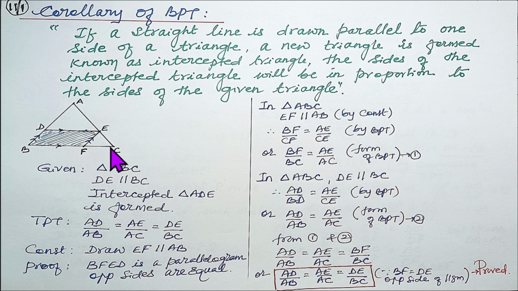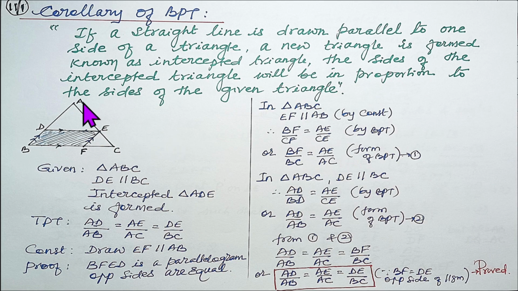Now we are given a triangle ABC. DE is drawn parallel to BC. Then a new triangle ADE is formed, and this triangle ADE is called as intercepted triangle. Now the sides of this intercepted triangle and the sides of the given triangle ABC are in proportion. So that is what is the statement. Now let us learn how to explain and prove this statement.